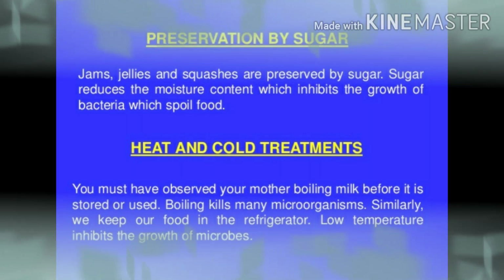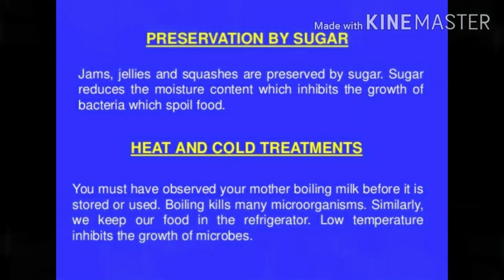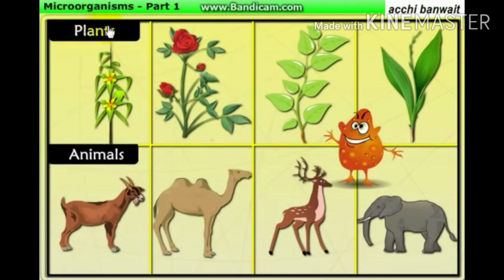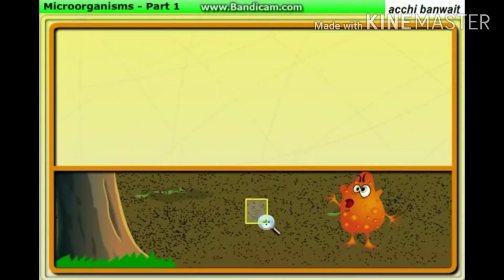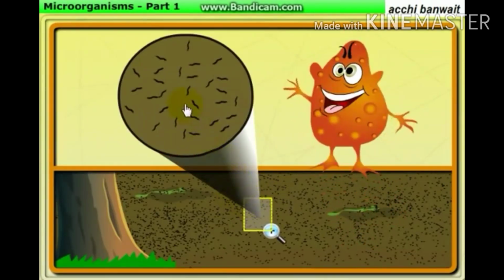Now, once again, we will summarize the microorganisms by looking at the next video. Variety of plants and animals around us. However, some living organisms are not visible to the unaided eyes.